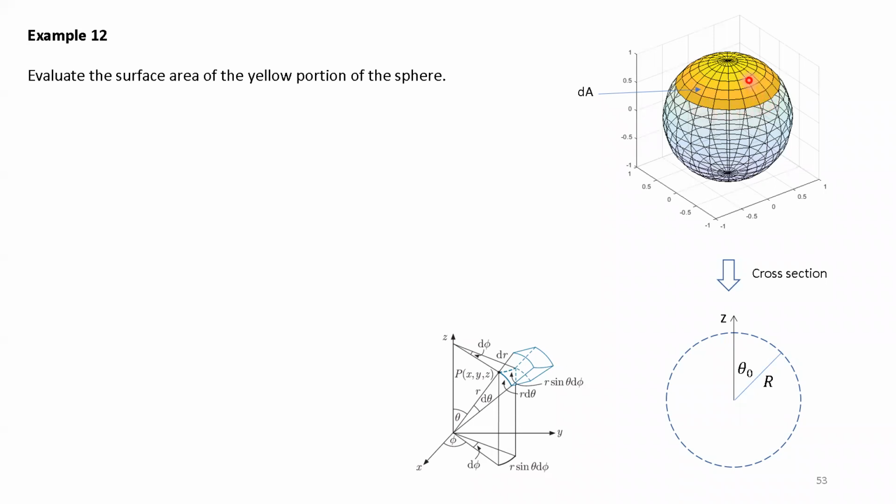From this picture, if you just take this small section out, what you have is actually the outer surface of this volume element dV. So therefore, my dA is actually this area.